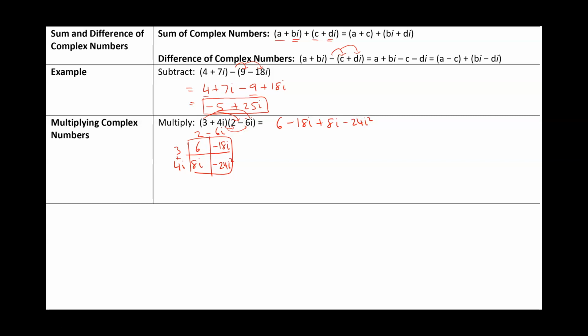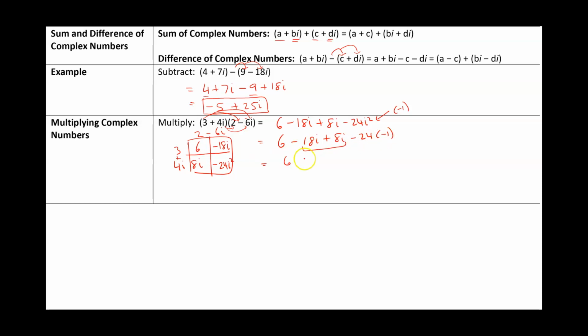But before we can do that, we have to remember that every time you see an i squared, this is replaced with a negative 1. So I'm going to rewrite this as 6 minus 18i plus 8i. But now the i squared gets replaced with a negative 1. And a negative times a negative is a positive.